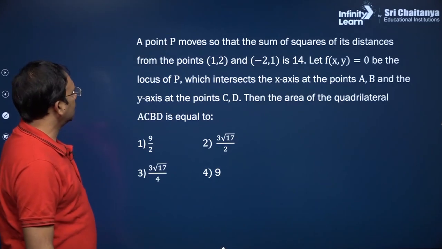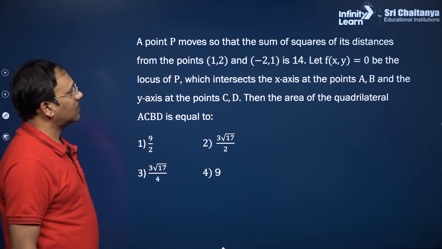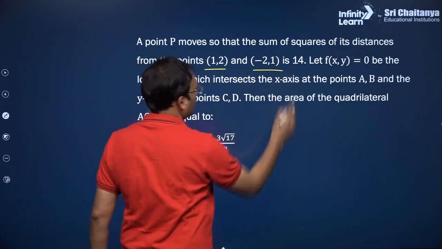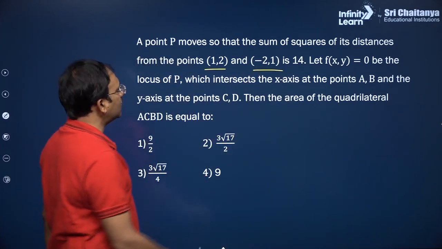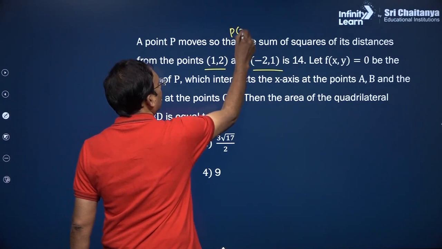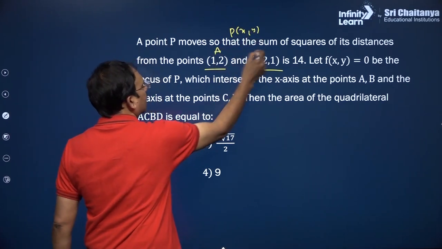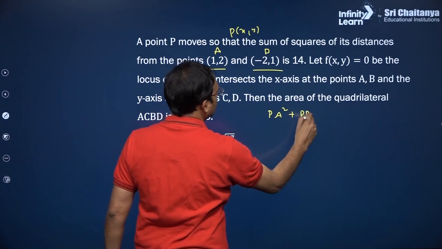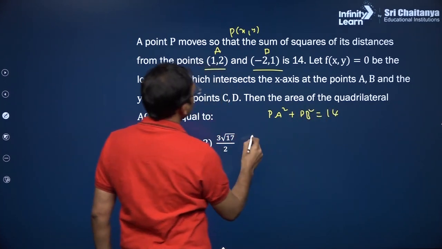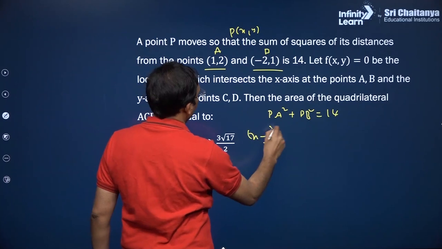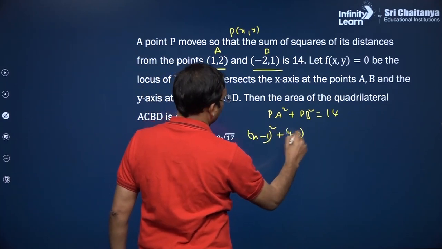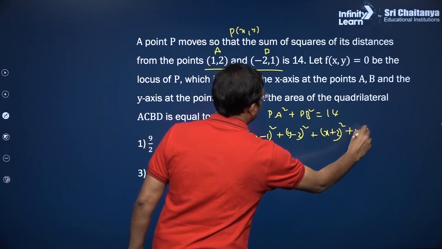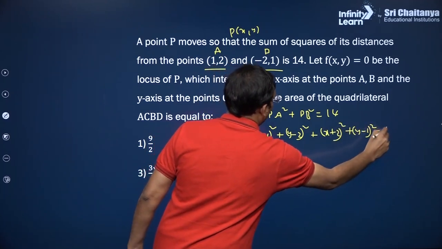Okay. Next, a point P moves so that the sum of the squares of its distances from these 2 points is 14, my dear friends. That means let P be that point x comma y. The condition is like if these are A, B, PA square plus PB square is equal to 14. PA square is x minus 1 whole square plus y minus 2 whole square plus x plus 2 whole square plus y minus 1 whole square is equal to 14.